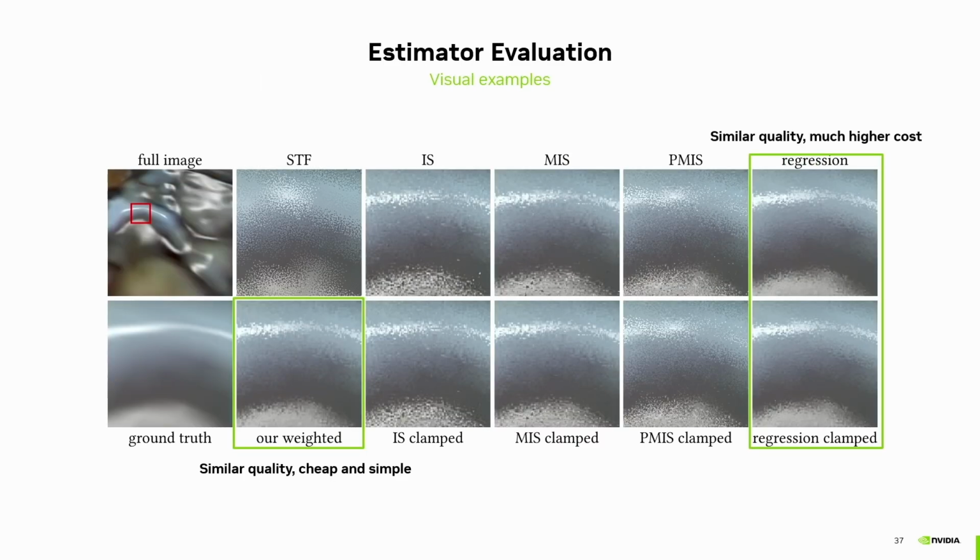And we also compared them qualitatively and visually. Again, please check the paper if you want to see this figure in detail. What's worth mentioning here is that our estimator looks very visually similar to the regression estimator. It has slightly higher quality, but I wouldn't obsess over half a dB of PSNR, whatever. But it's much simpler and much cheaper.